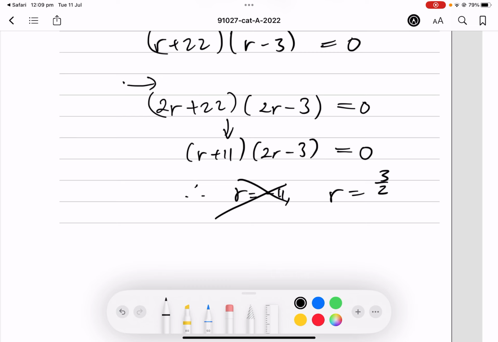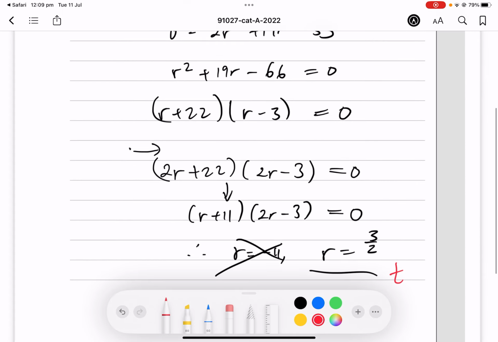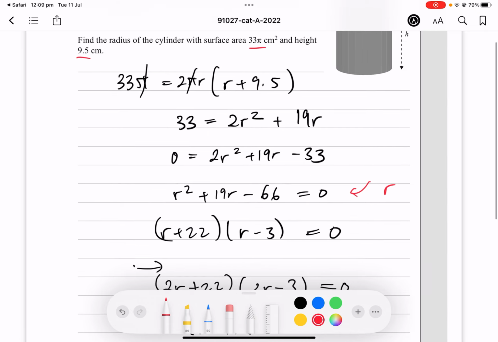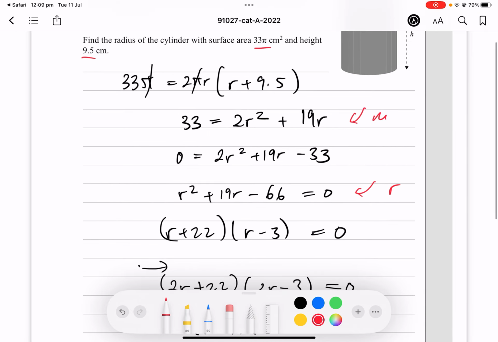That is the final answer for our question here, r equals 3 over 2, which is an excellence level grade. To get a merit level grade for this question, you need to simplify the factored quadratic equal to 0. So if you can get up to this step here, you'll get a merit. To get an achieved, you need to simplify an equation. So getting up to this step here is an achieved grade.